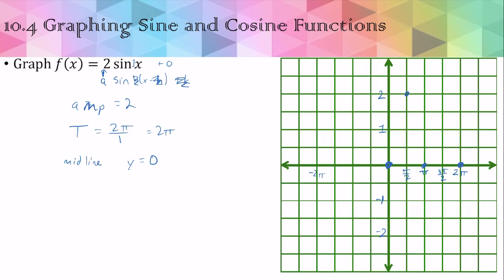So our maximum is there at 2. The minimum's at negative 2. So it's going to come up, curl, go down, curl, go up. And then this pattern just repeats. So it's going to go up, down, and it'll repeat the other direction also.